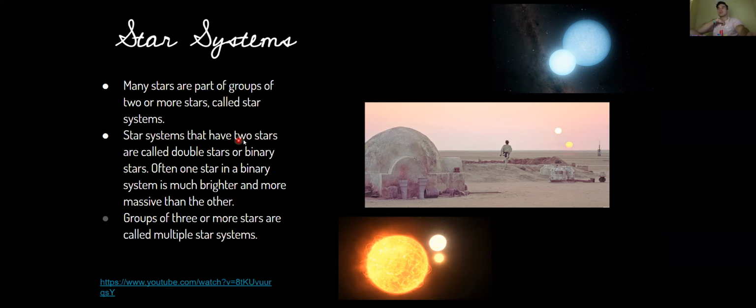Star systems that have two stars are called binary star systems. Binary means two, means there's two stars in like one solar system. So like a planet would see two suns, so to speak. And then there's some solar systems that have more, 3 or more, and those are just called multiple star systems. They can have 3, 4, 15.